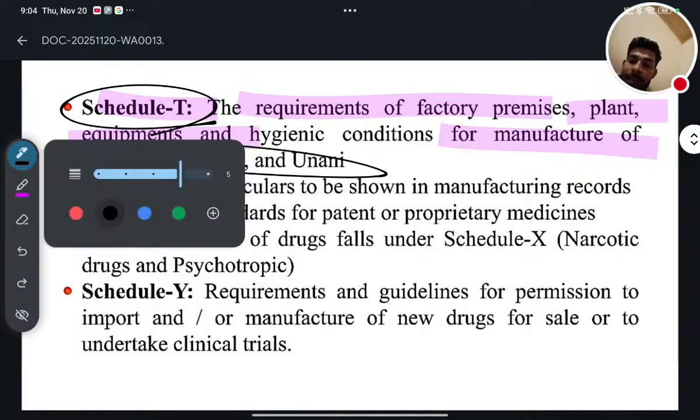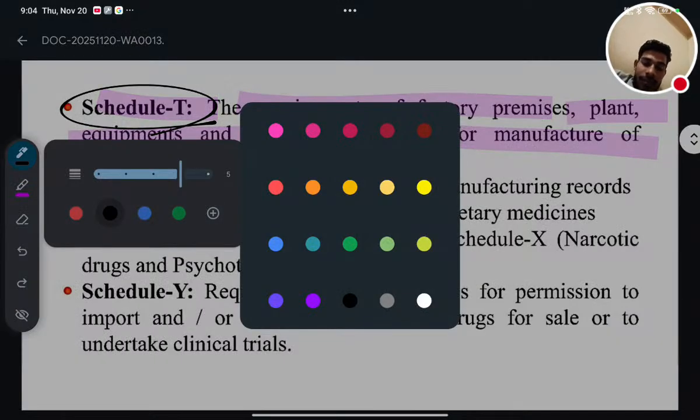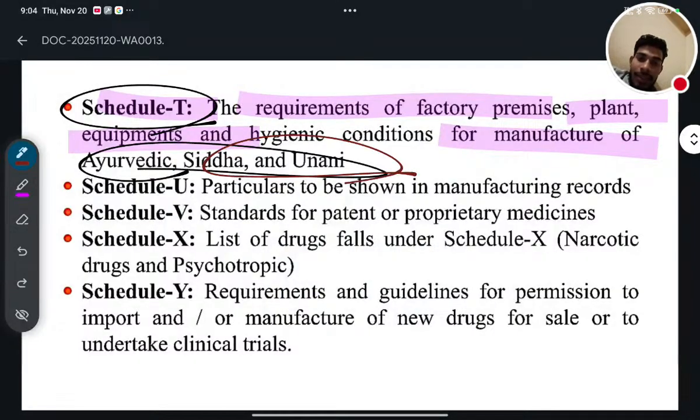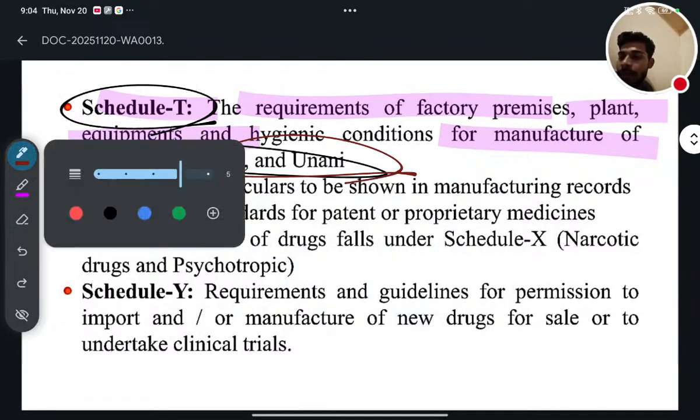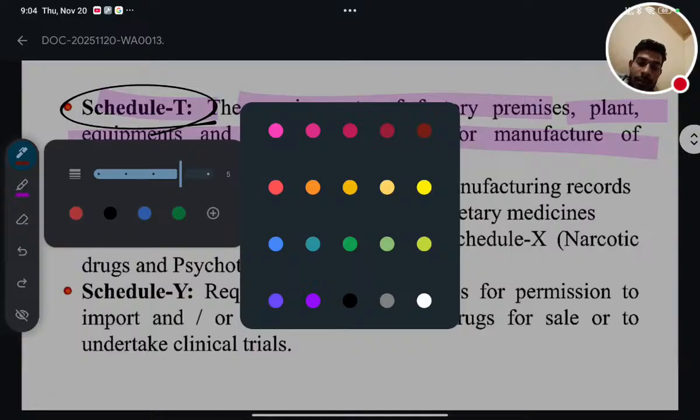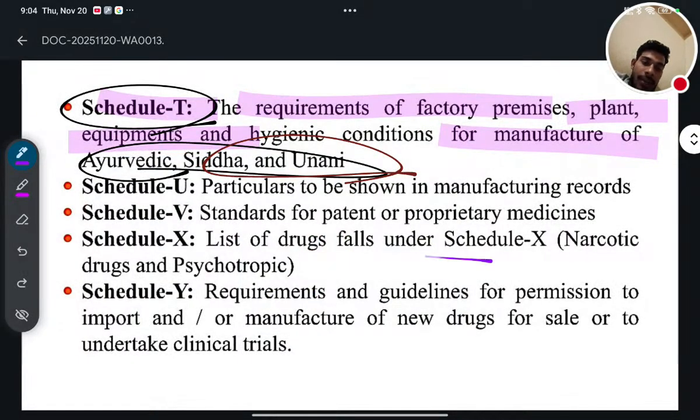Why am I not getting a perfect color? I don't know. Wait a second, please. I think this will be better.